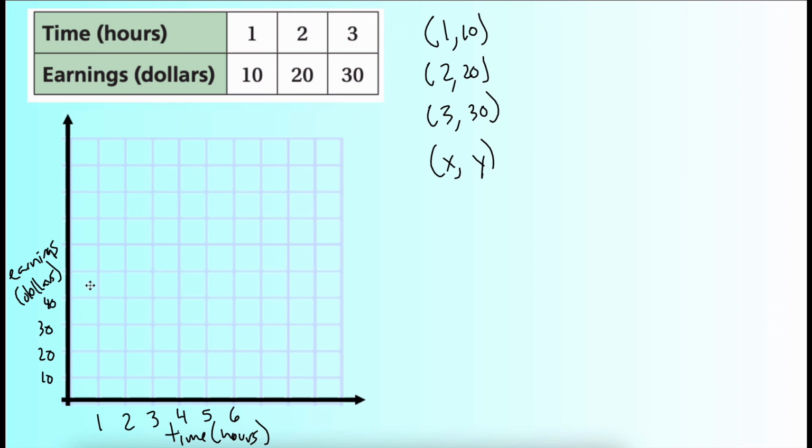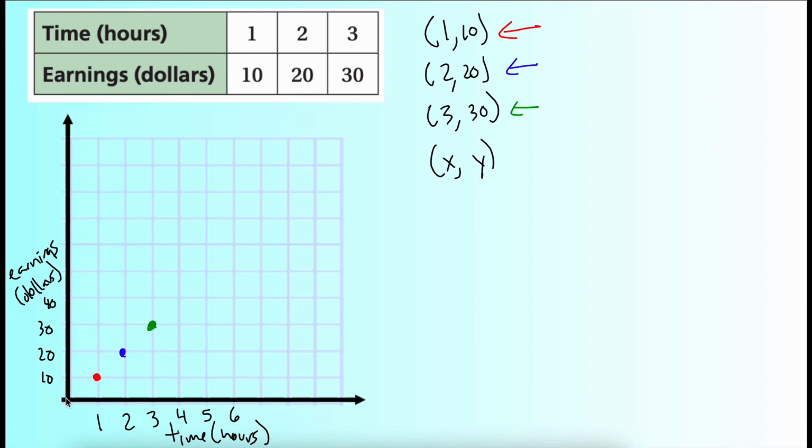All right, we've got our scales set, and now we're going to plot our points. First point we're going to plot is 1, 10. So that tells me to go over 1, up 10. Boom, first point, 1, 10. Second point, 2, 20. So I'm going to go over 2, up 20. Next point, and our final point, is 3, 30. So that tells me to go over 3, up 30. And there you have it. You've plotted the ratio relationship in the coordinate plane.